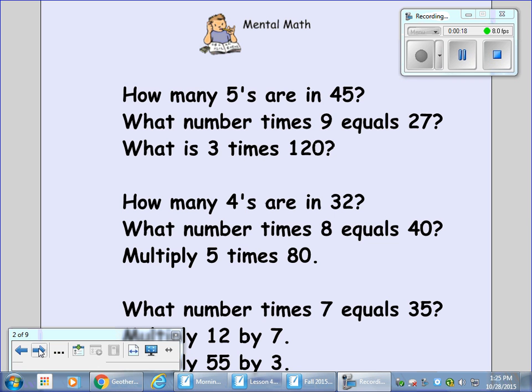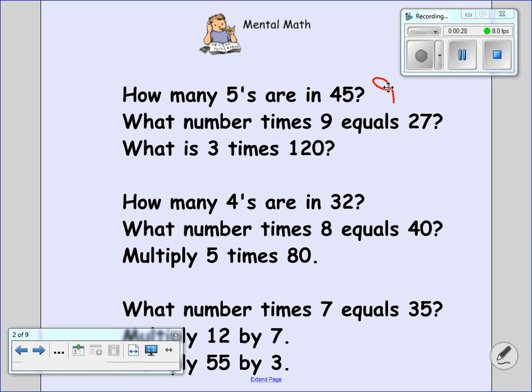First off, some mental math. How many fives are in 45? So we're doing a little division, right? 5 times what equals 45? 5 times 9. So there are 9 fives in 45. What number times 9 equals 27? 9 times 3 equals 27.